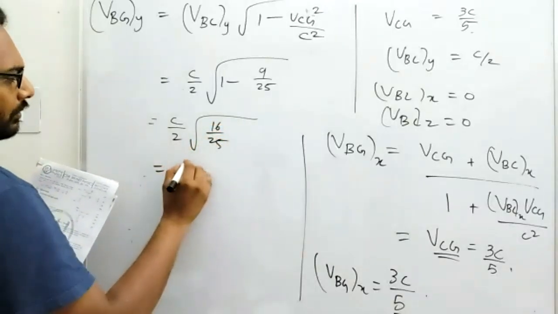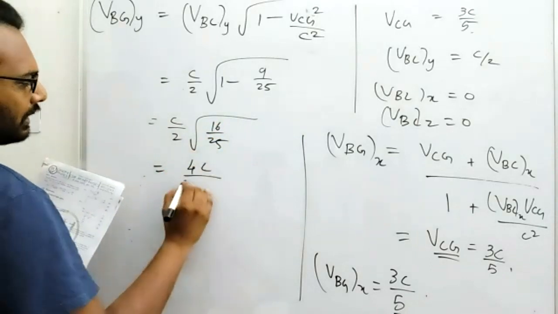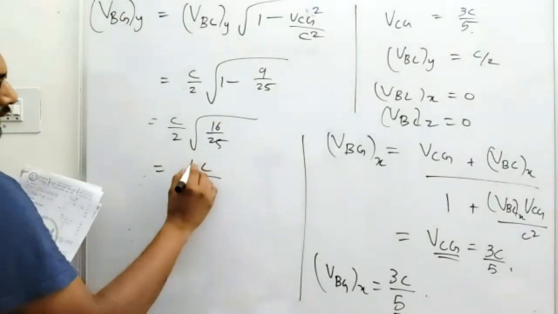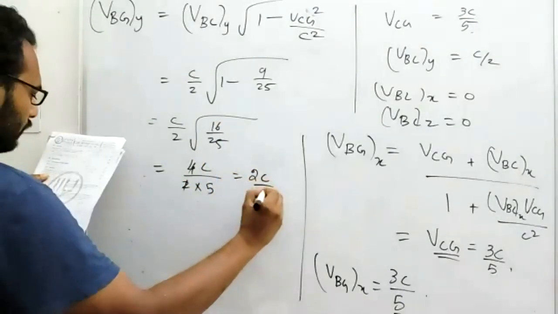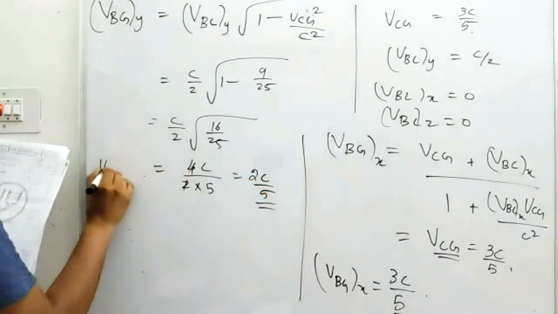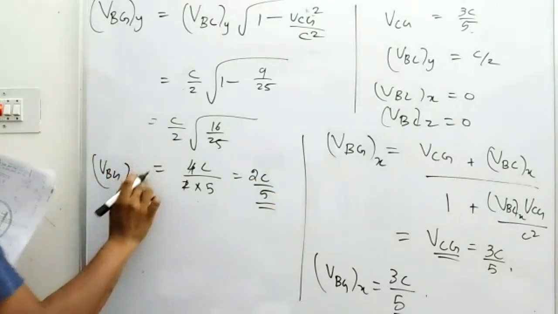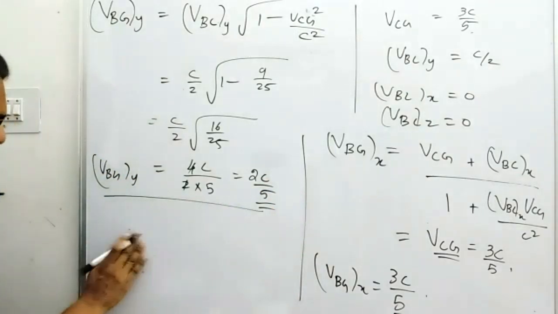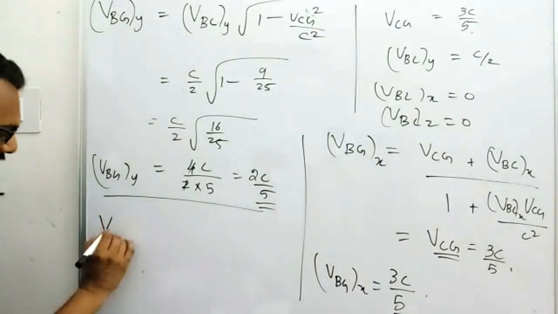So it is 4c divided by 2 into 5. Is that correct? Just take the square root. So that's 2c by 5. This is the velocity of the ball with respect to ground, y component. But you're asked the speed of the ball with respect to ground.